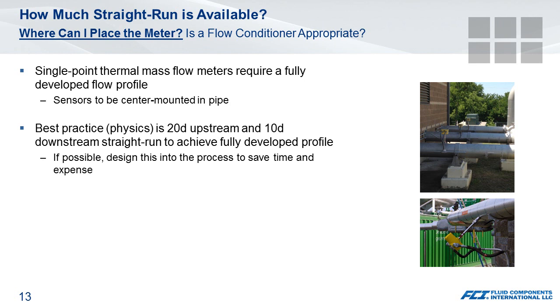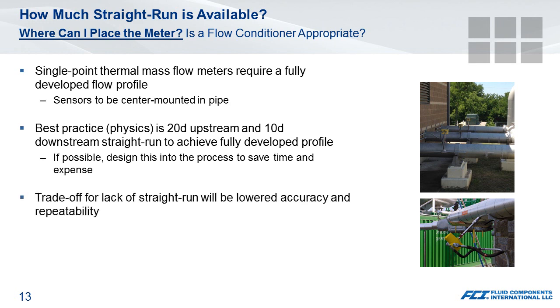Failure to have the 20 diameters, 10 diameters is going to be a trade-off for less accuracy and less repeatability. The less straight run you have, the greater the variance, and the greater the variance equals the greater uncertainty in the application.